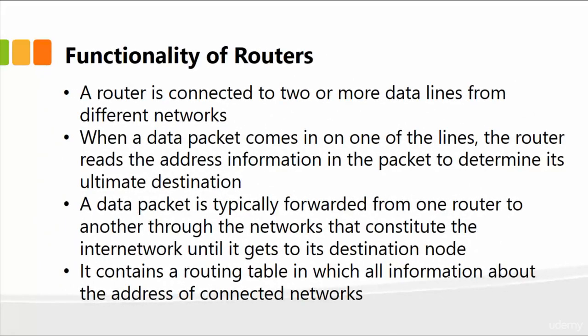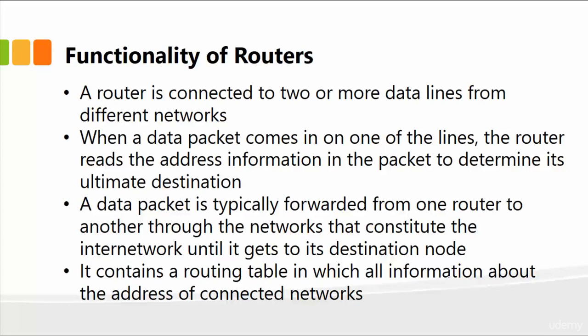Some of the basic functionality of routers: it's simply connected to two or more data lines from different networks. We talked about that. So here's the situation. When a data packet comes in on one of the lines, the router reads the address information in the data packet to determine its ultimate destination. The data packet is typically forwarded from one router to another through the networks that constitute the inner network until it gets to its destination node.